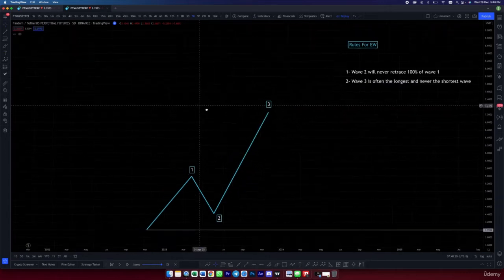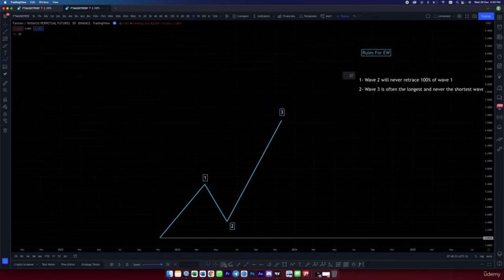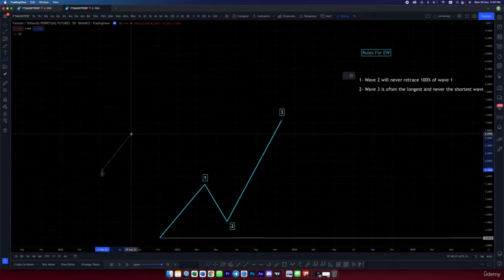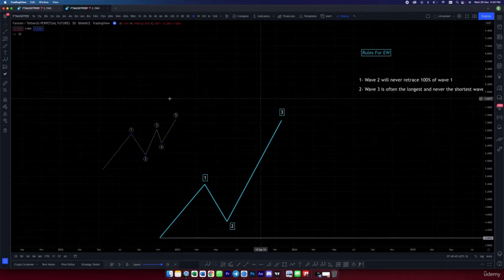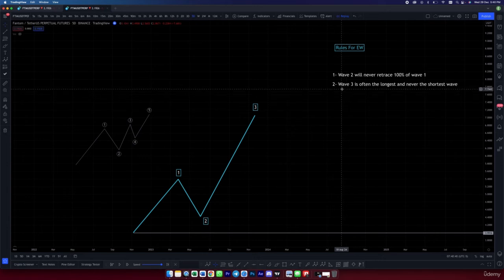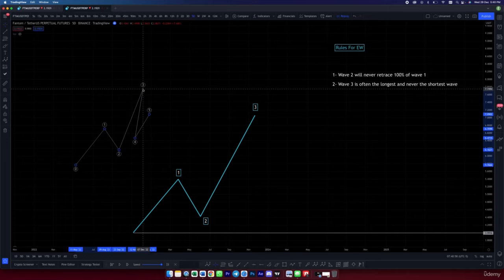Sometimes when you are spotting the waves, you do something like this: 1, 2, 3, 4, 5. Why is this wrong? Because wave 3 is often the longest. So you should know that wave 3 cannot be this one, because this is the shorter one. Wave 3 is often the longest. That means you are doing something wrong.